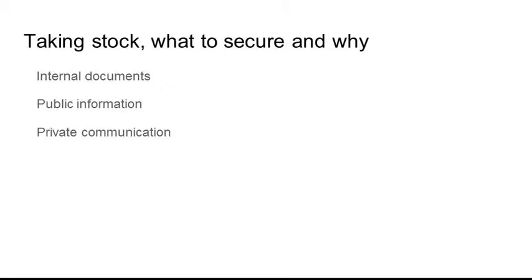Public information: the data which is put out after having been approved for public consumption. This is the data that today lives on the public website. Security here is concerned with preventing unauthorized modification. And finally, private communication: the means by which members of the board are able to engage in private correspondence. Security here is concerned with the same prevention of unauthorized access as before.